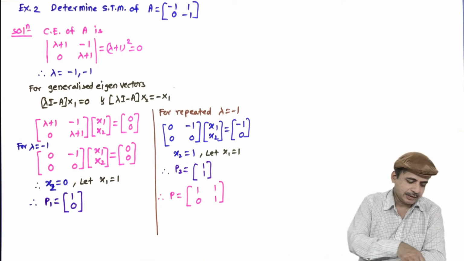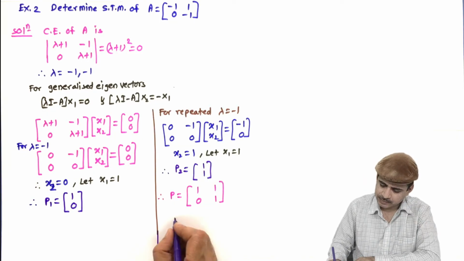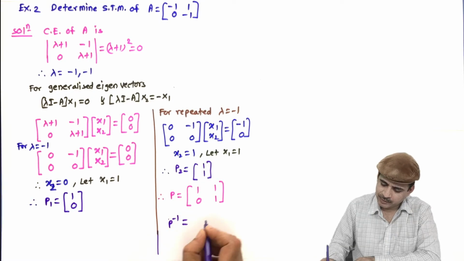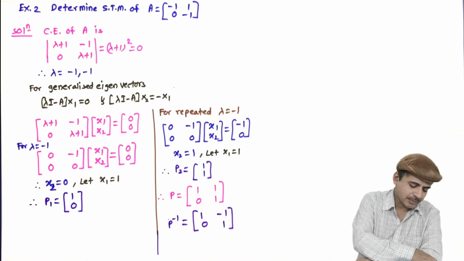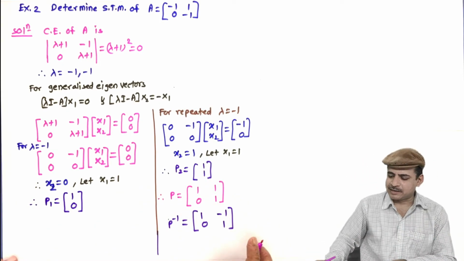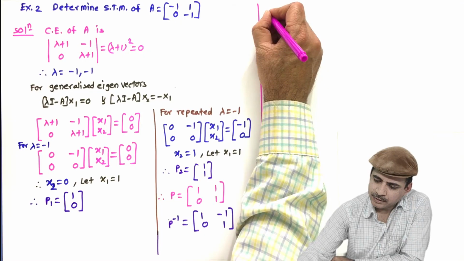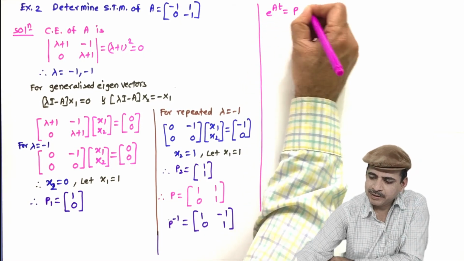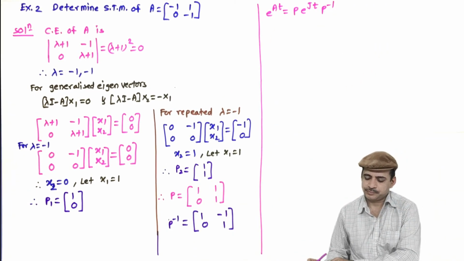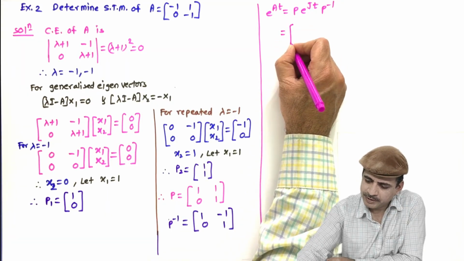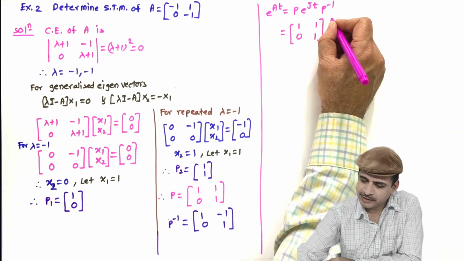and that gives me P inverse equal to [1, -1; 0, 1], because the determinant is 1, so you can take it directly. And now let us find out e raised to At by the formula P e raised to Jt into P inverse. So that is equal to, what is P? [1, 1; 0, 1]. What is e raised to Jt?